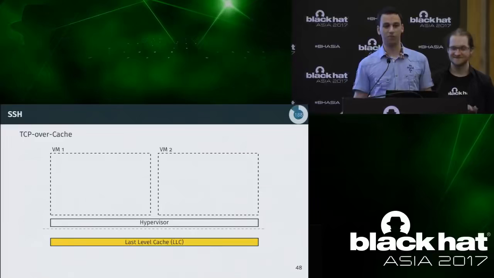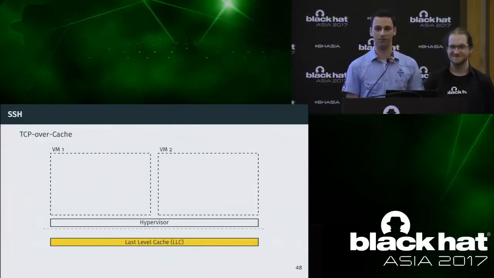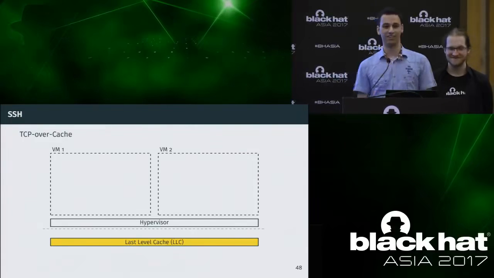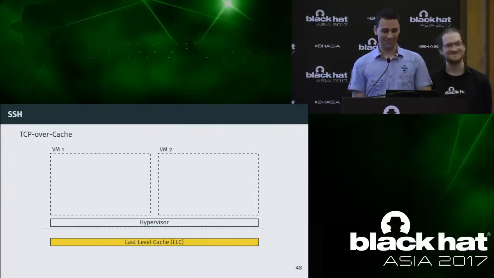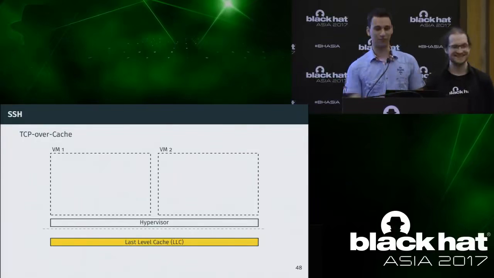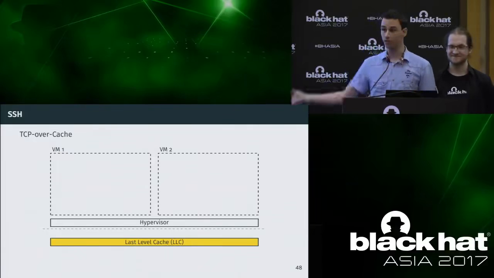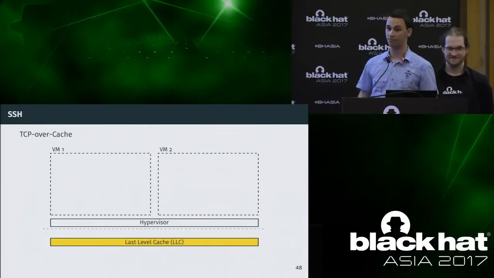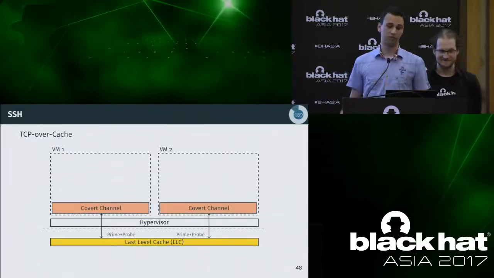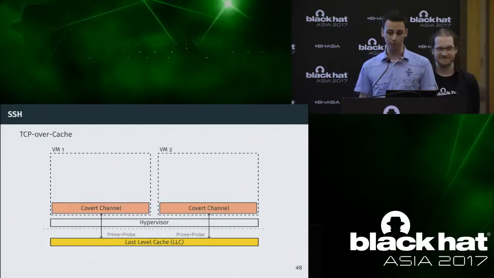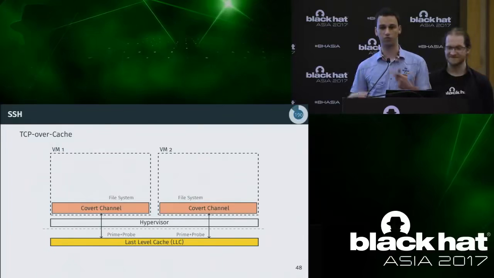Just implement TCP over cache. You should actually get an RFC for that. It works pretty well. So we have this scenario here. We have our two virtual machines on the same physical host, the hypervisor scheduling the virtual machines, and the shared last level cache. And we know we have our cover channel here with the prime and probe, so they can talk, and they talk through the file system.